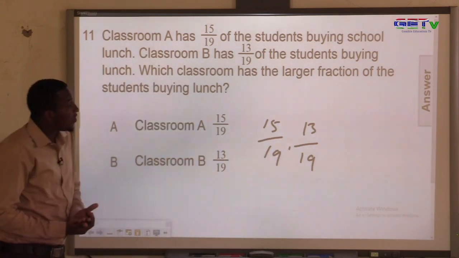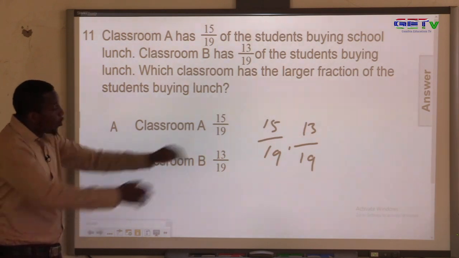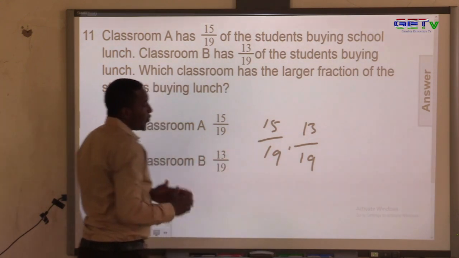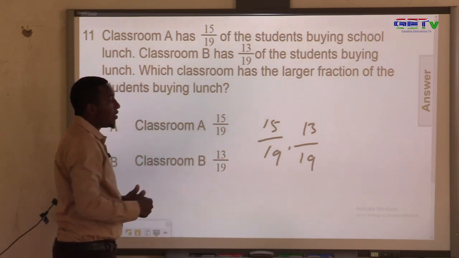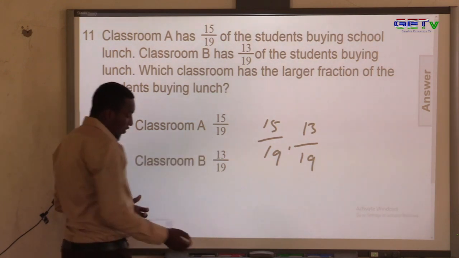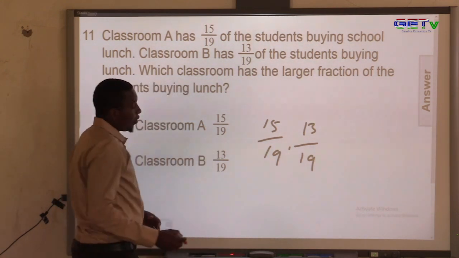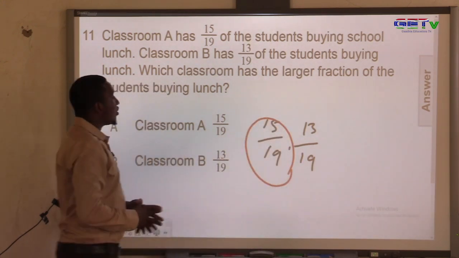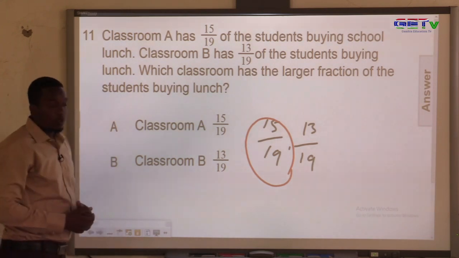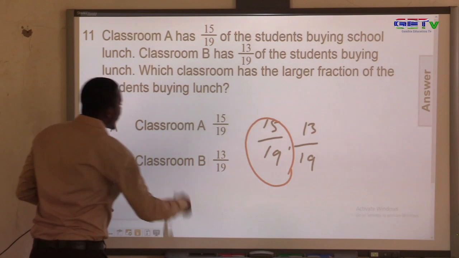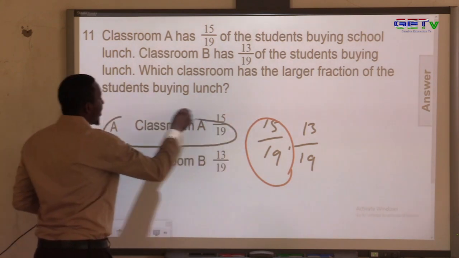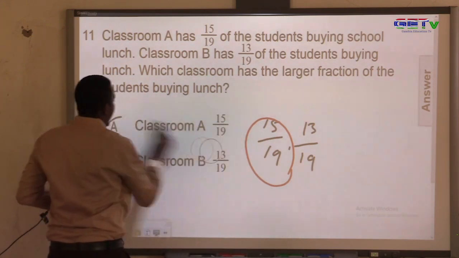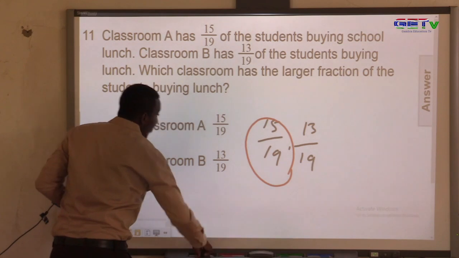So you've done in your previous lesson on fractions, comparing fractions. So you will realize that since the denominators are the same, we look at the numerators. The one with the higher number is the one that is greater. So obviously, judging from that perspective, we realize that the one that has 15 out of 19 has the highest number of students buying lunch at school. And if you look at the options that we have, classroom A is the one that qualifies for that. We'll have classroom A as our answer.